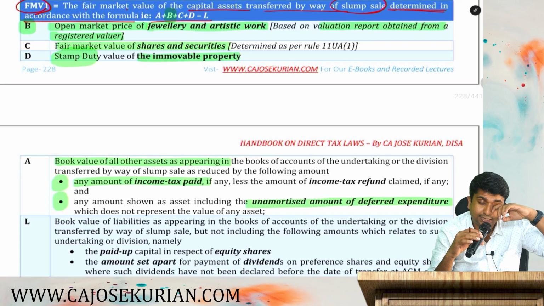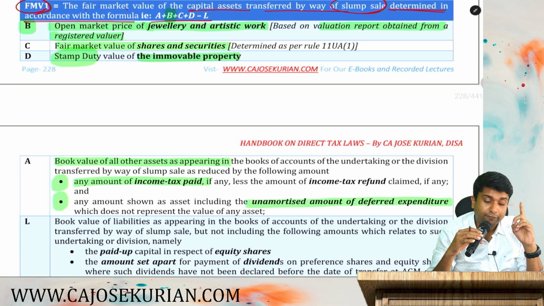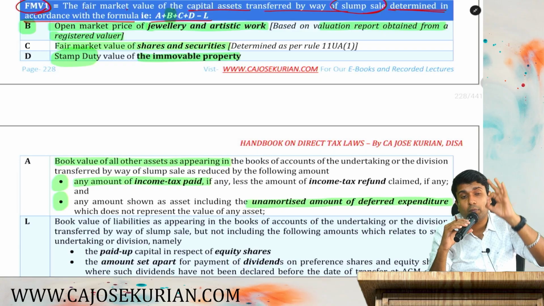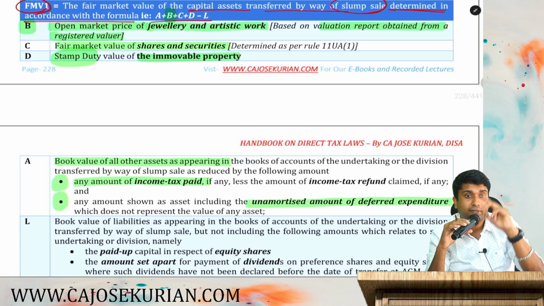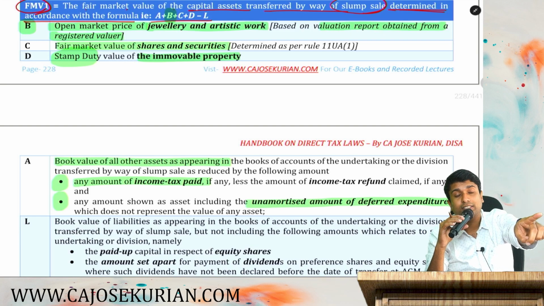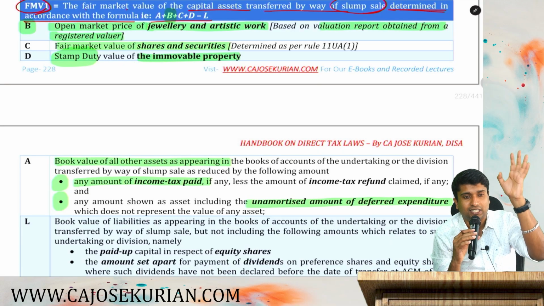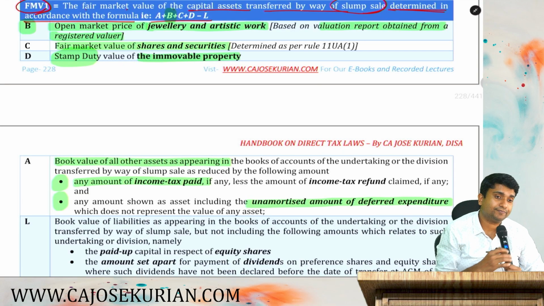So, in the balance sheet side, if there is jewelry and artistic work, FMV. If there is shares and securities, then we know how to value the shares and securities. If there is immovable property, SDV. All other assets, book value, except income tax as well as unamortized value of deferred revenue expenditure. So A plus B plus C plus D we have. Now we want L. What is L?